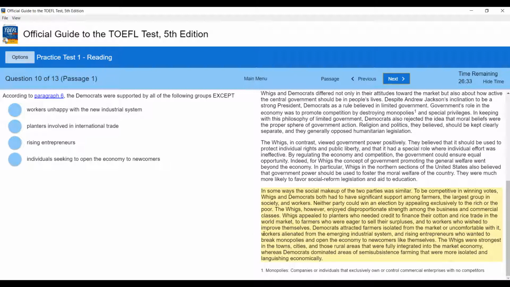So I think I'm going to say this: workers alienated from the emerging industrial system. That would be the workers who are unhappy with that industrial system. So I'm going to go with A, C, and D as being in the paragraph, and this international trade. I would say that one is the exception there because it says that they were more isolated. Okay.